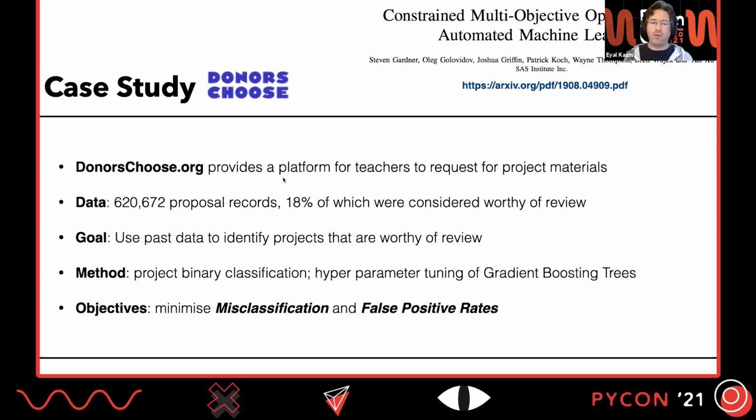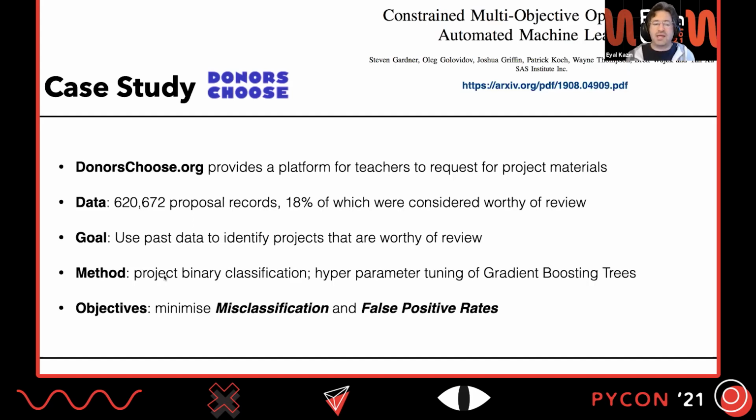they were working with this platform, Donors Choose, in which teachers were requesting project materials, but they were getting a whole lot of proposals in which only just short of 20% of them were relevant. And so they wanted to identify only the ones that were worth their time reviewing.